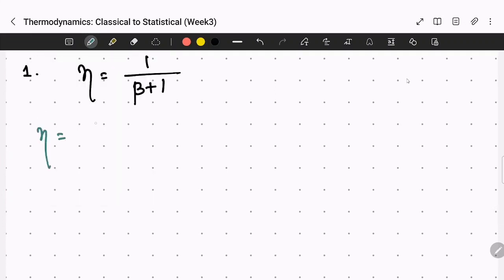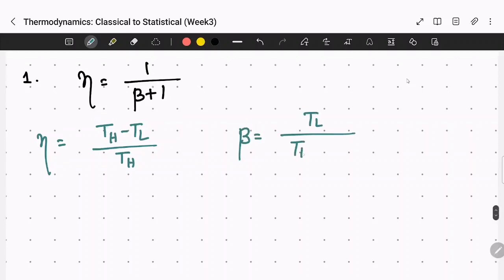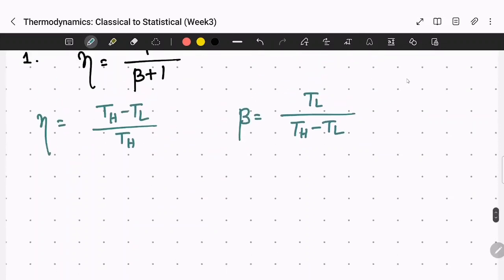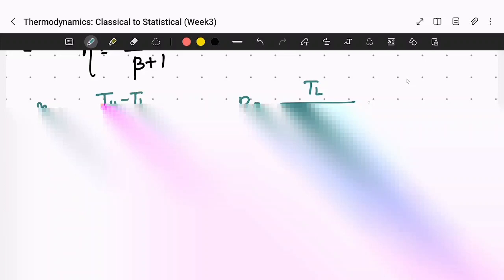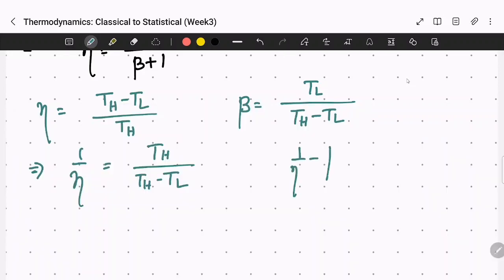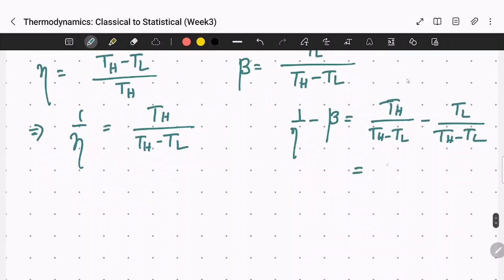Eta is TH minus TL divided by TH, and beta is TL by TH minus TL. So just reverse it: 1 by eta will be TH by TH minus TL. Then 1 by eta minus beta is TH by TH minus TL minus TL by TH minus TL, so it is 1. So 1 by eta is essentially 1 plus beta. So eta is 1 by 1 plus beta.